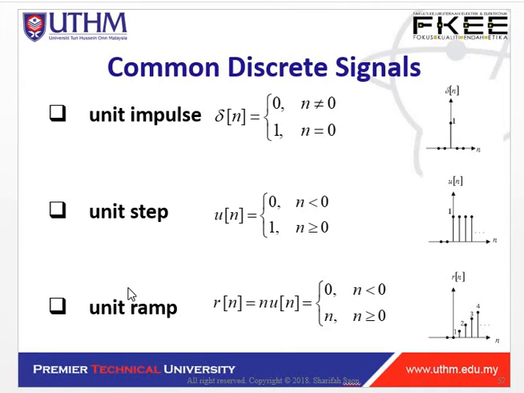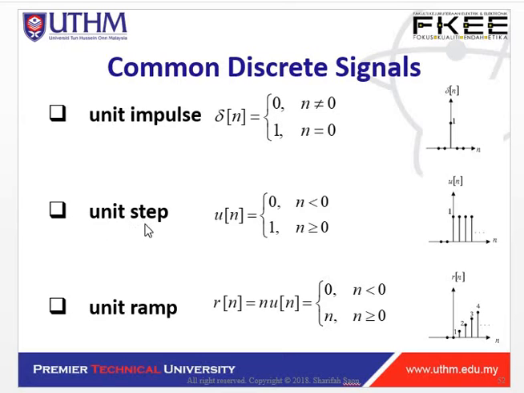Next, we look at the common discrete signals. You have three common discrete signals: the unit impulse, unit step, and unit ramp. What is unit impulse? Unit impulse is denoted by the symbol delta, and it has a value only at n equals 0. The value is 1, so it's delta n. At n equals 0, the value is 1. Other than that, the values are all zeros.